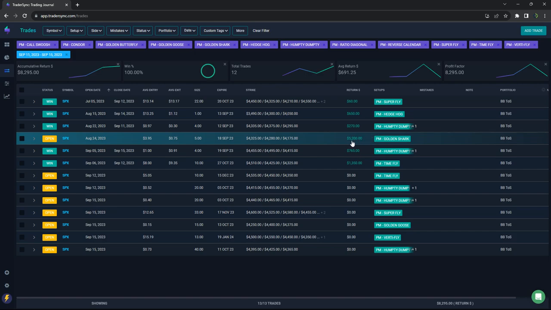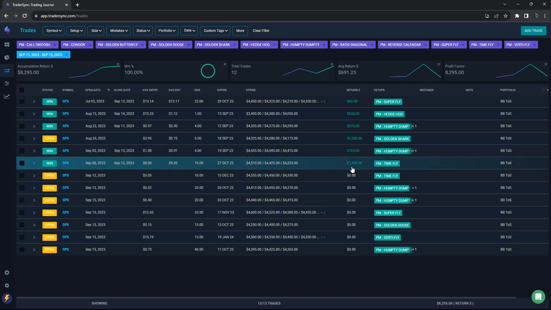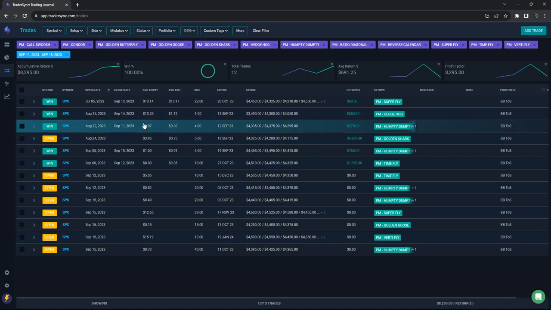This golden shark is showing plus $5,000 still open, but we have a vertical part of that that's at max loss, so that'll actually be about a $1,000 winner. And then another Humpty Dumpty for plus $765 and another time fly for over $1,300, and the rest of these are open. So those are all the trades.